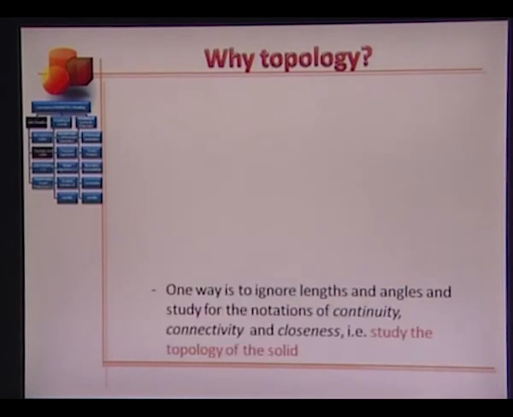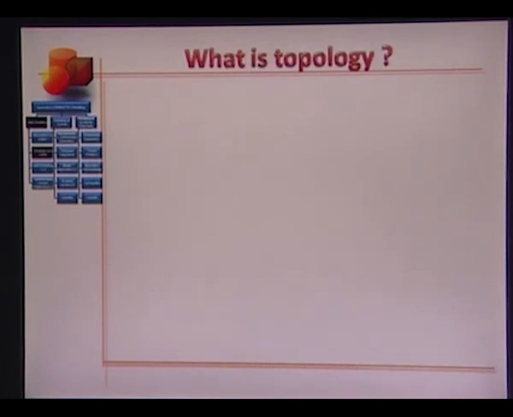One way is to ignore lengths and angles and study the notions of continuity, connectivity, and closeness. That is, study the topology of a solid. With topology, one lets go of the specificity in size and shape and discusses only connectivity. We'll try to answer in this lecture if it is possible for us to describe solids generically.